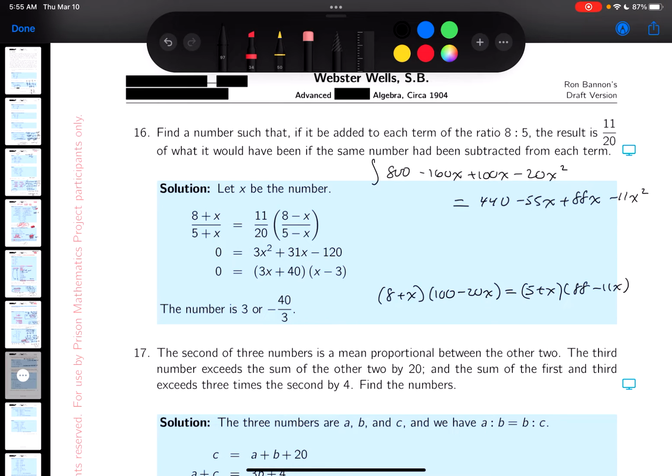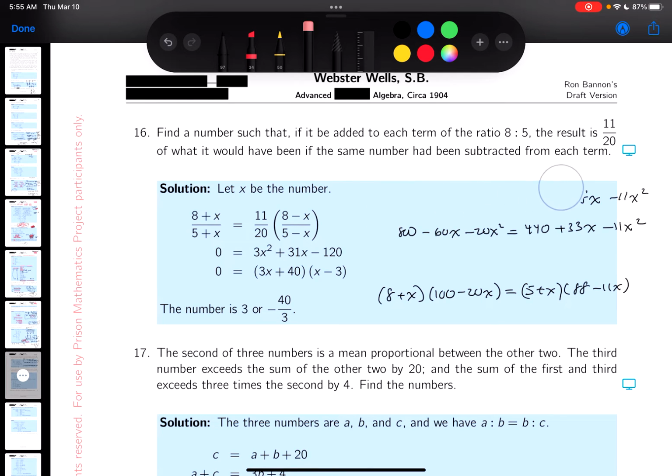You shouldn't be in a rush to get to the end of the problem. You should be calmly going through it now. And let's just take a look at it. You get 800 minus 60x minus 20x squared is equal to 440 plus 33x minus 11x squared. Let's see, this is going to be a little more complicated, isn't it? All right, I'm going to start to get rid of my tracks, so to speak. I'm even going to erase this over here. I'm going to just move forward step by step.